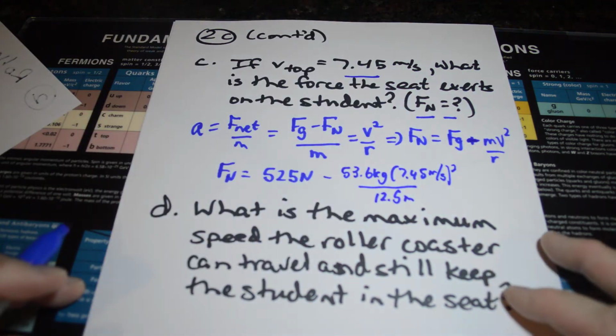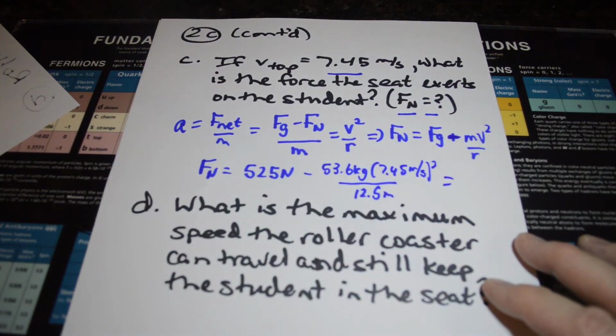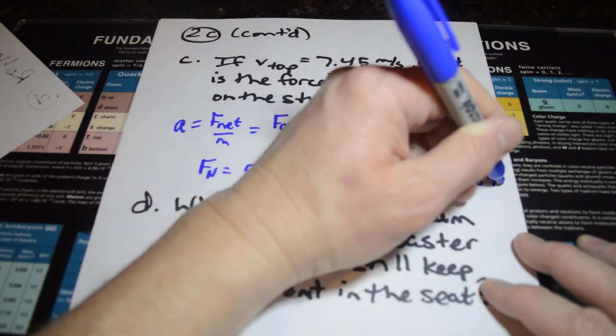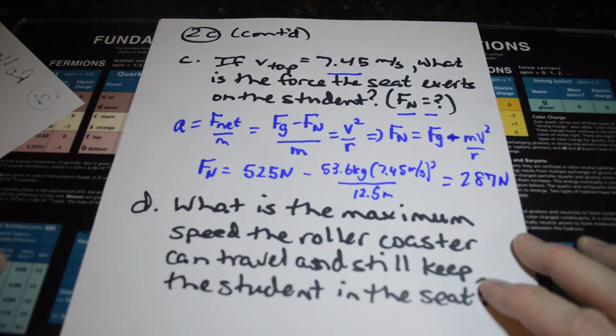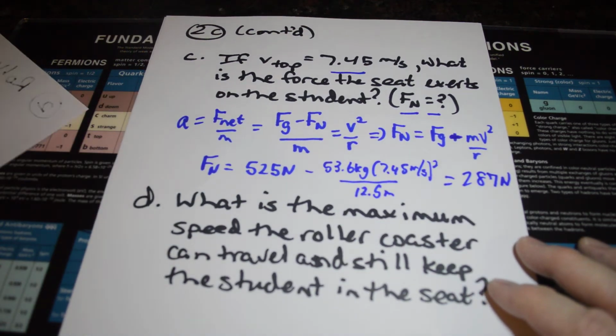And that's going to go ahead and give you what the normal force is. And if you do that, you get 287 newtons. I would ask you to go back through and make sure that that makes sense, but it is a number less than 525 as we would have suggested.